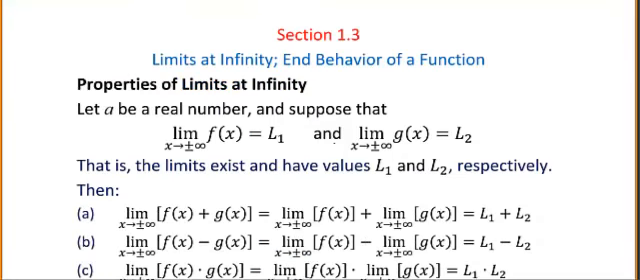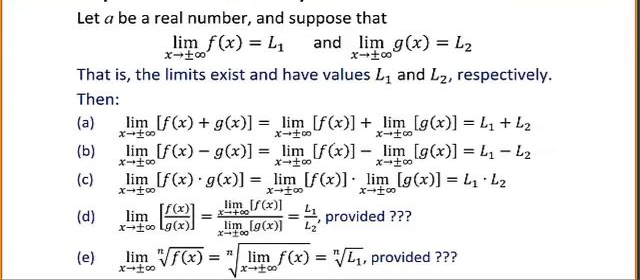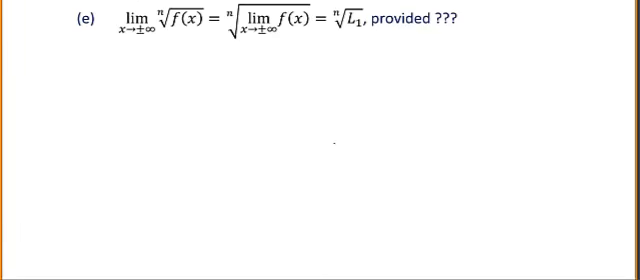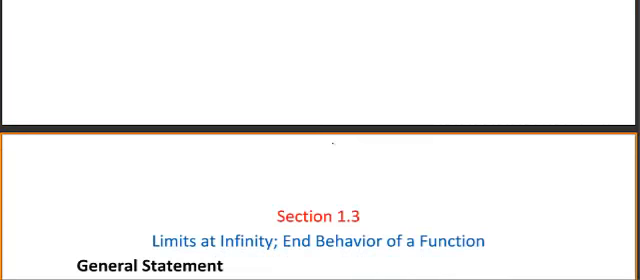Also recall that we have all of these linear properties. The limit of the sum is the sum of the limits, and the limit of the difference is the difference of the limits, and so on, just as before with all the other limits, and these hold as x approaches positive or negative infinity.